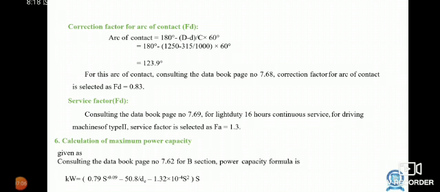Step 6. Calculation of maximum power capacity. Consulting the data book page number 7.62 for B section, the power capacity formula is KW equals 0.79 S to the power of -0.09 minus 50.8 divided by d minus 1.32 into 10 to the power of -4 S squared, into S. Utilizing the formula, we get the value 5.45 kilowatt. Step 7. Determine the number of belts NB. NB equals P into FA divided by KW into FC into FD equals 1.82, rounded value equals 2 belts.